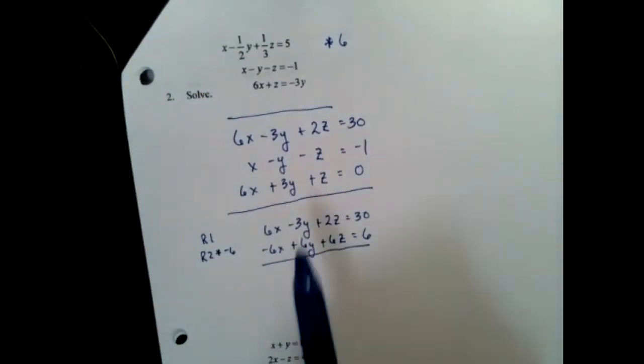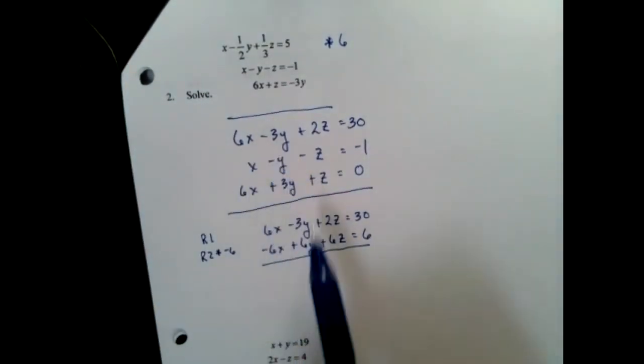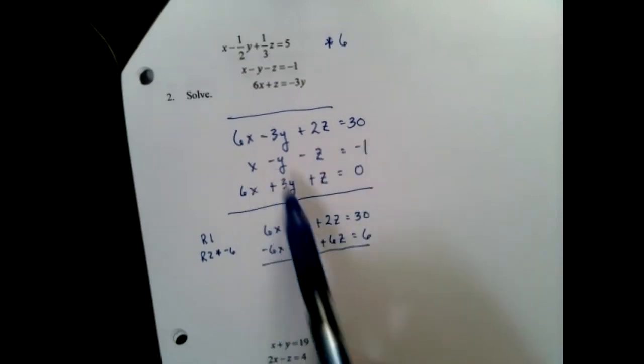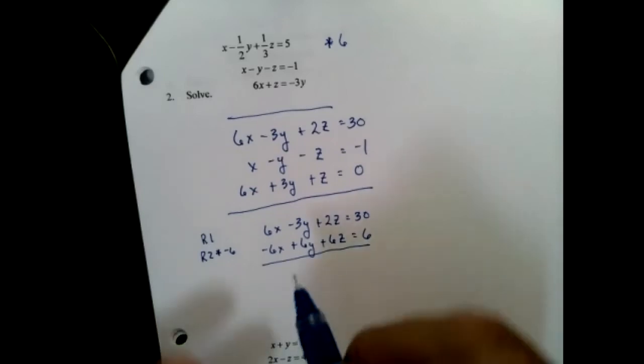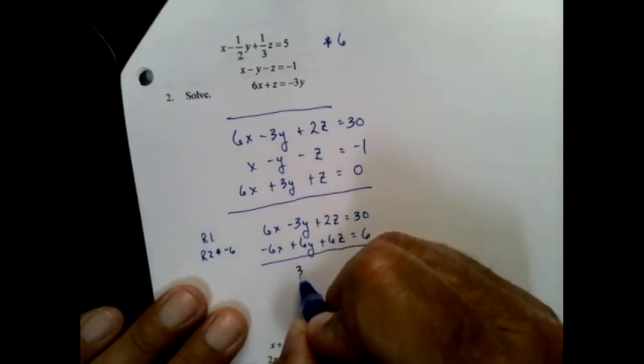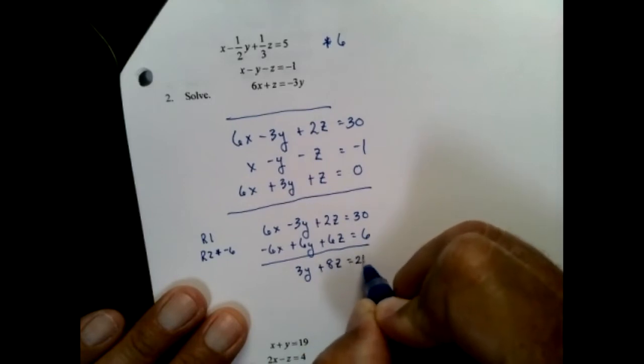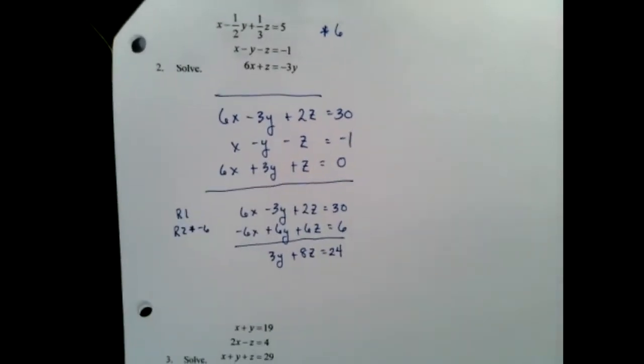Before I go any further, I'm checking all that. 6x minus 3y, 2z, and 30. Negative 6, positive 6, positive 6. Okay. 3y plus 8z equals 24. Got my first one.